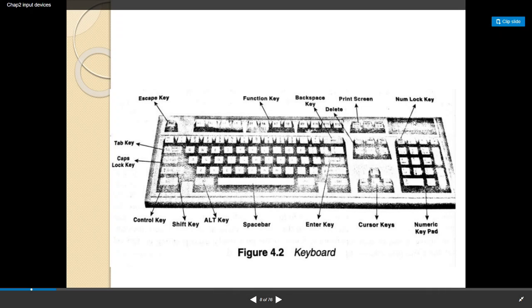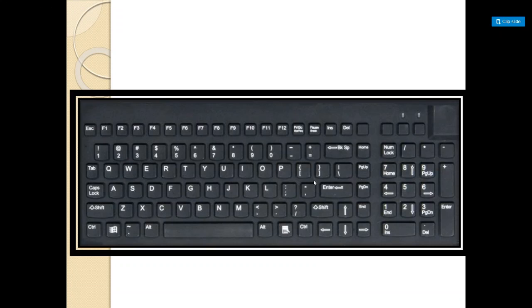Then num lock: if you press this num lock, the numeric keypad will not be working. And if you press it again, you can use this keypad, that is, the numeric keypad. So this is how it looks, and you're familiar with the keys present in the alphabets, right? The arrangement. It's called the QWERTY keyboard because Q, W, E, R, T, Y are the first 6 letters on your keyboard. That is why it's called a QWERTY keyboard. So this is how it looks. You've seen a keyboard anyhow.